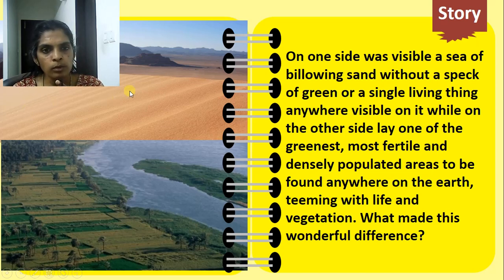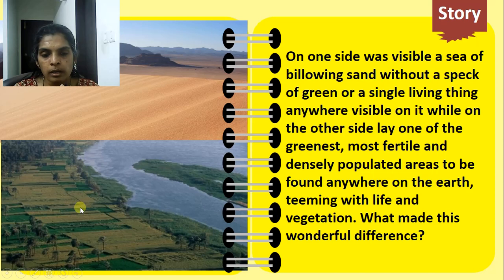If any of you have visited a desert, you will know that you will find nothing but sand. Billowing sand means spread everywhere. There is only sand without even a dot of greenery or a living thing. You can't say anything, just sand, sand and sand all over. But that is on one side. On the other side lay one of the greenest, most fertile and densely populated.